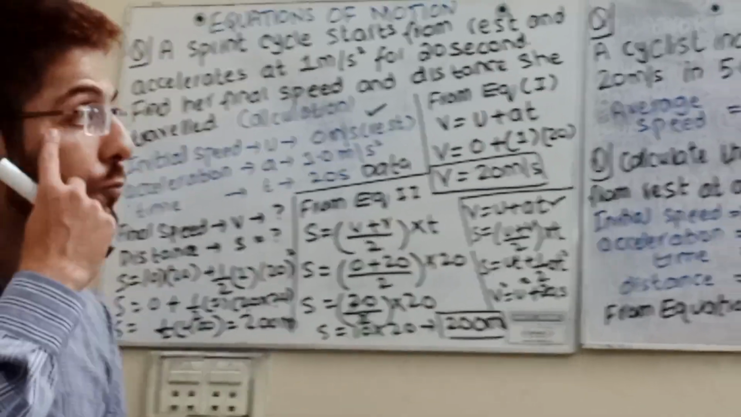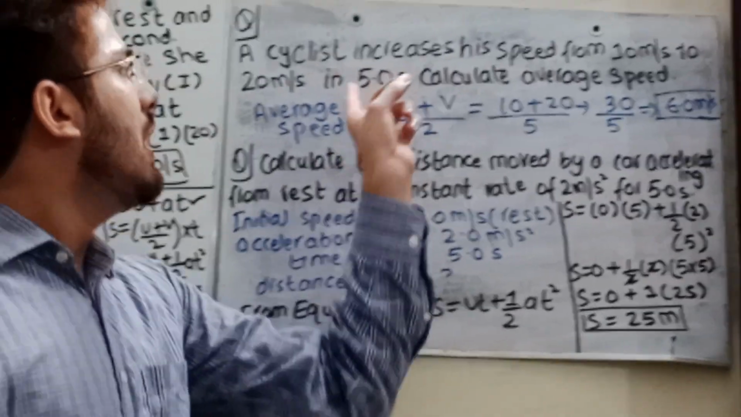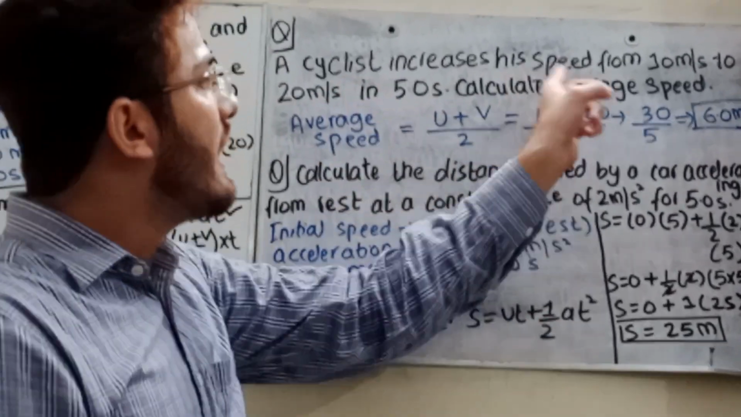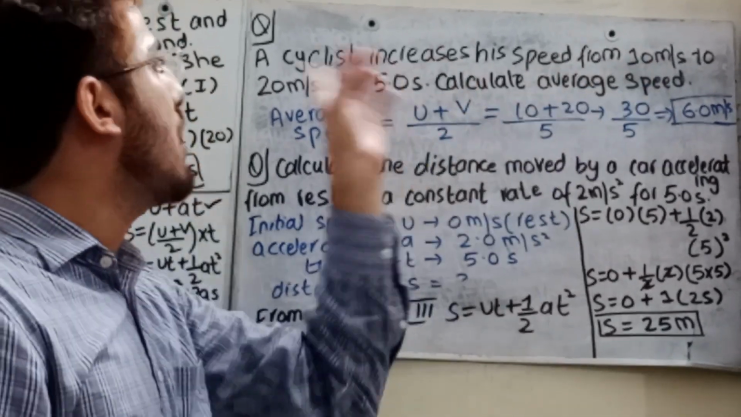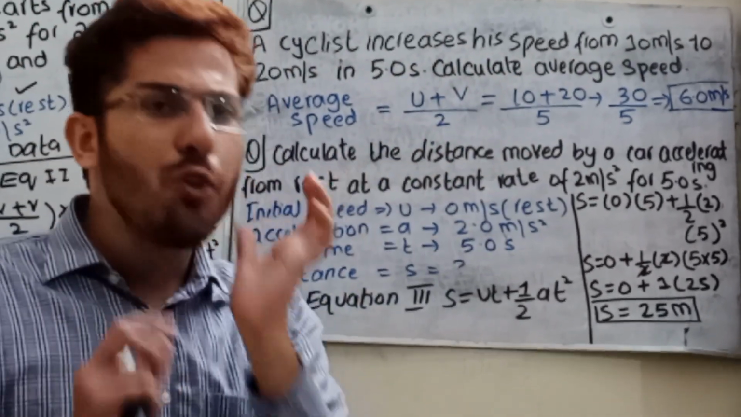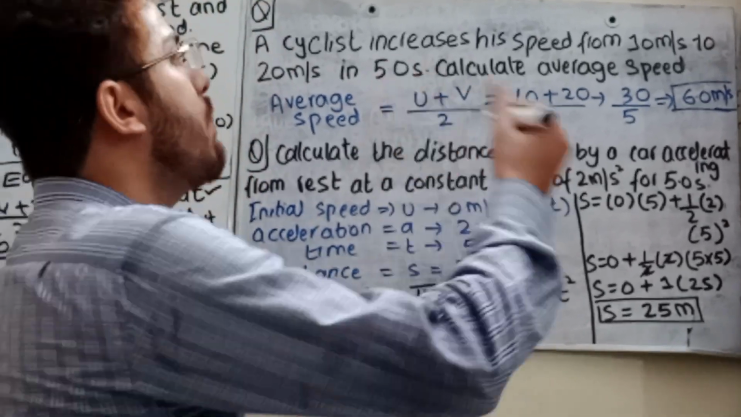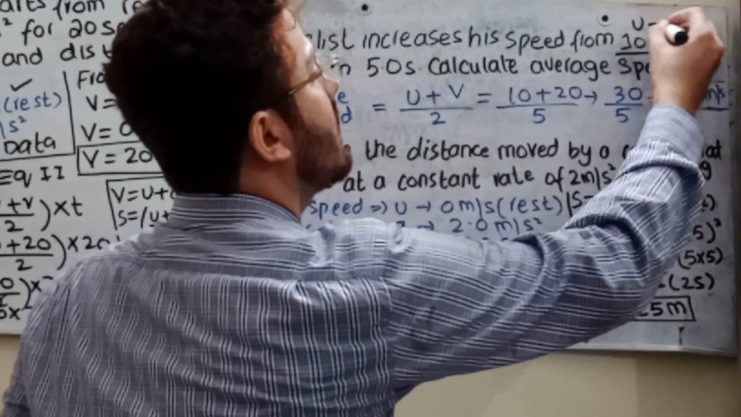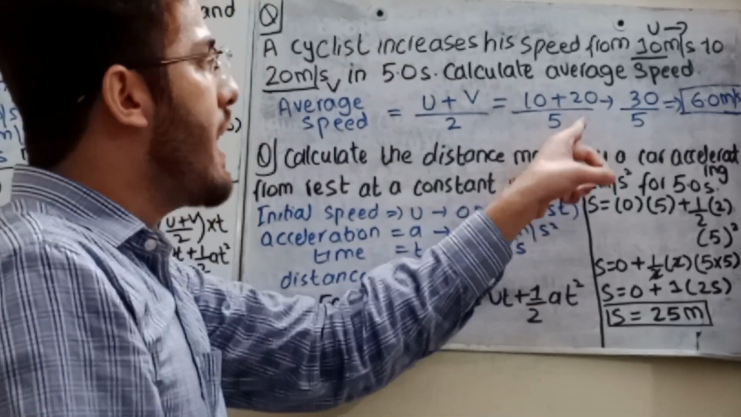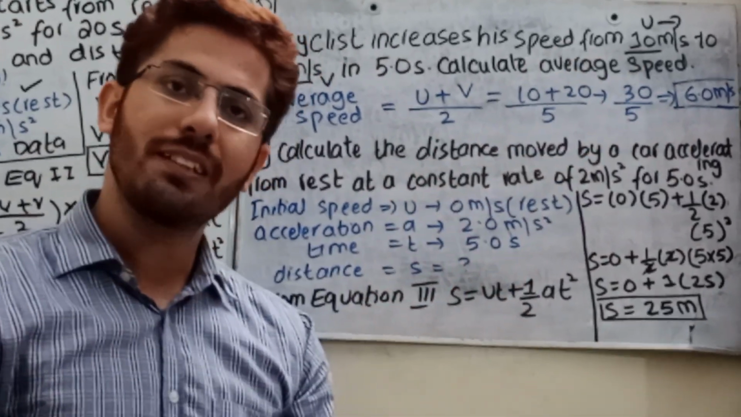Now moving forward, students, we are solving 2 more questions. A cyclist increases speed from 10 meter per second to 20 in 5 seconds. Calculate the average speed. I told you when you have been given only two speeds, remember this is u, the initial speed, and this is the final speed. Just add and divide by 2, you will get the answer.